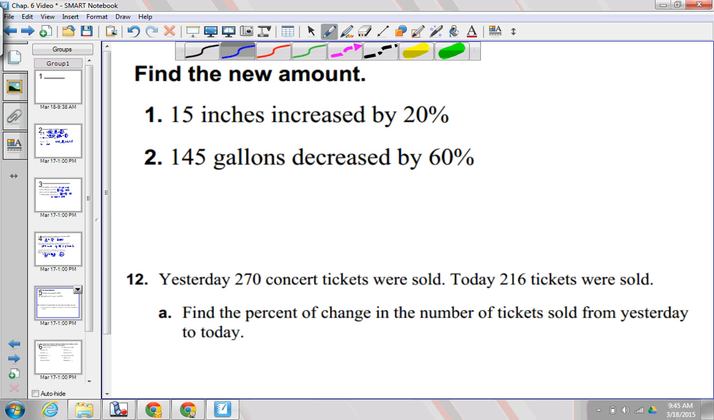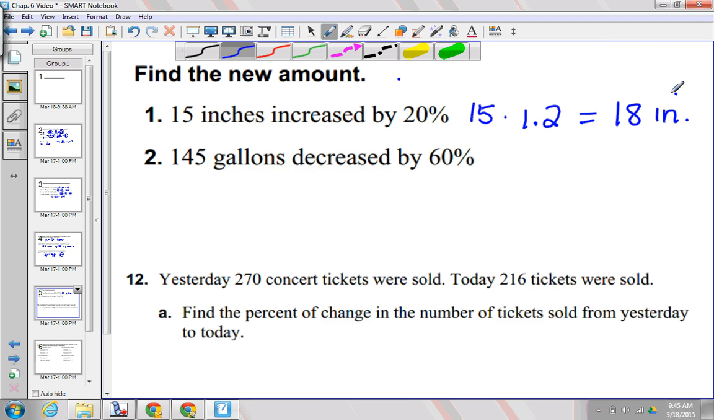How you doing? Okay, let's go on to percent change. So 15 inches is increased by 20%. We can do the one-step way of taking 15 and multiplying by 1.2. Or we could also do it in 2 steps, where we multiply by 0.2 and then add it on to 15. Either way, we get our answer of 18 inches.